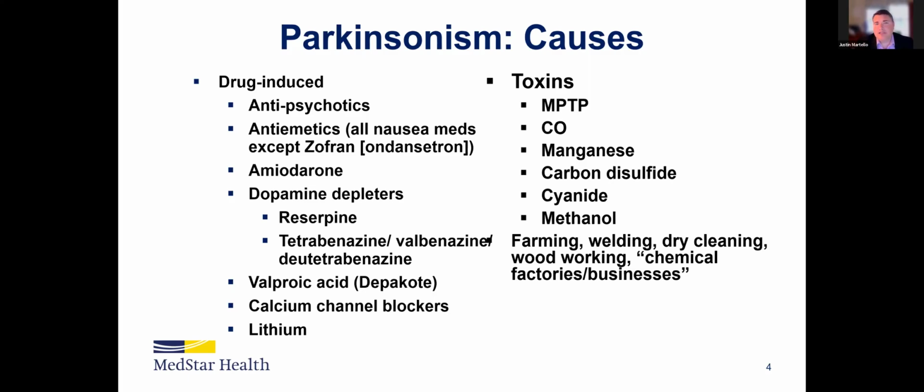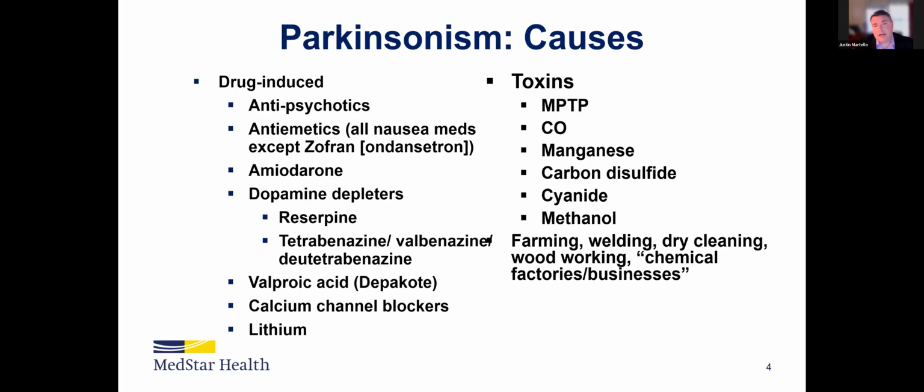The last three, much less common, much more rare of a cause of Parkinsonism. So, Depakote, often used as a seizure medicine, sometimes as a mood stabilizer medicine. Calcium channel blockers used for blood pressure issues, and lithium used for mood stabilizer. Much, much less common of a cause.